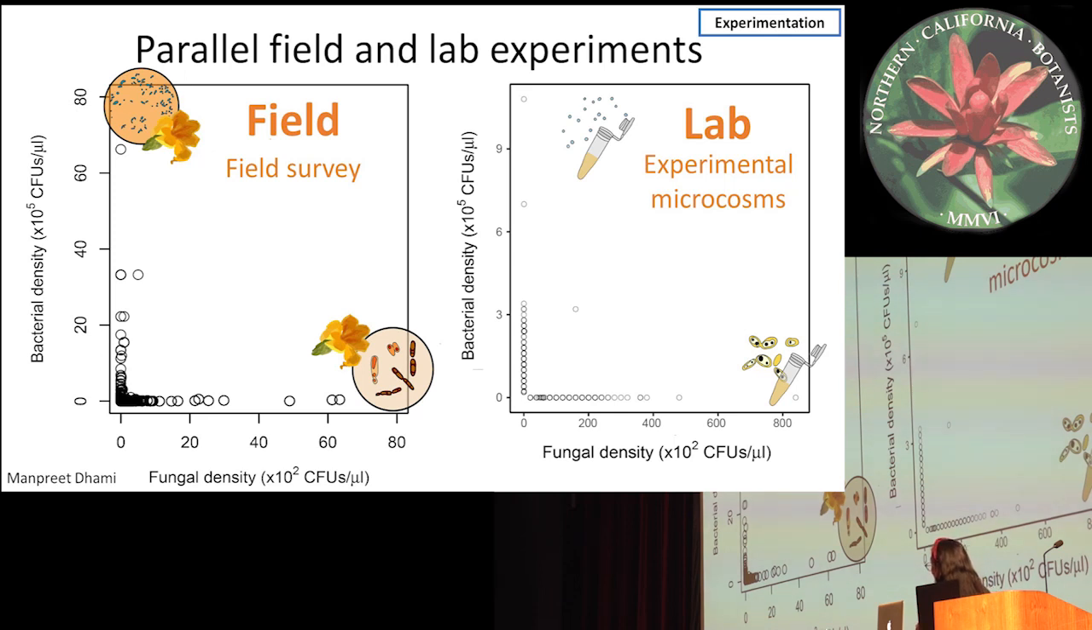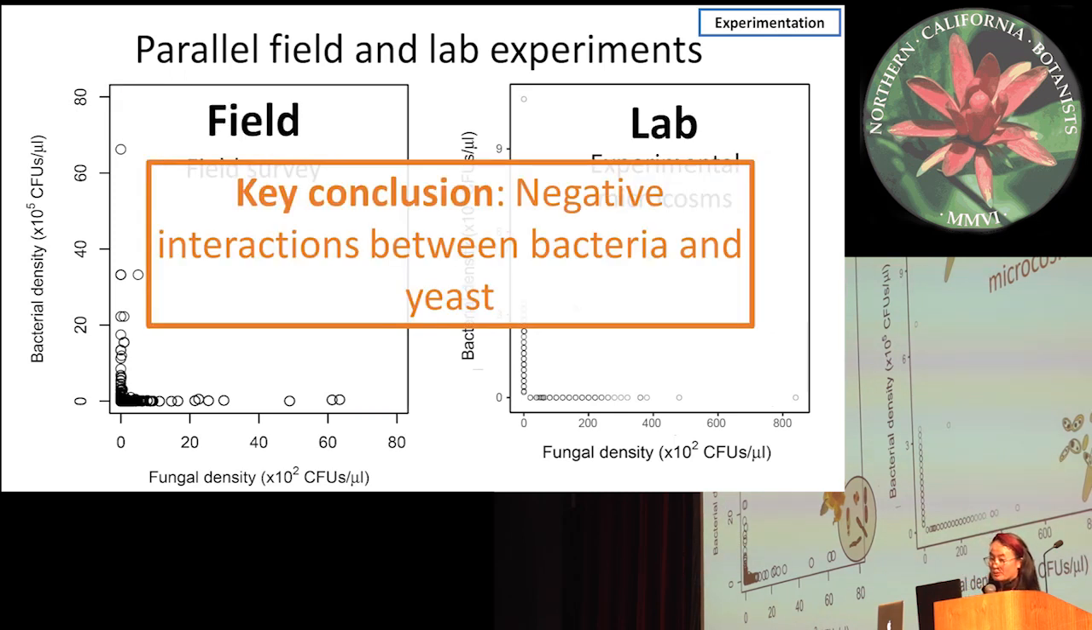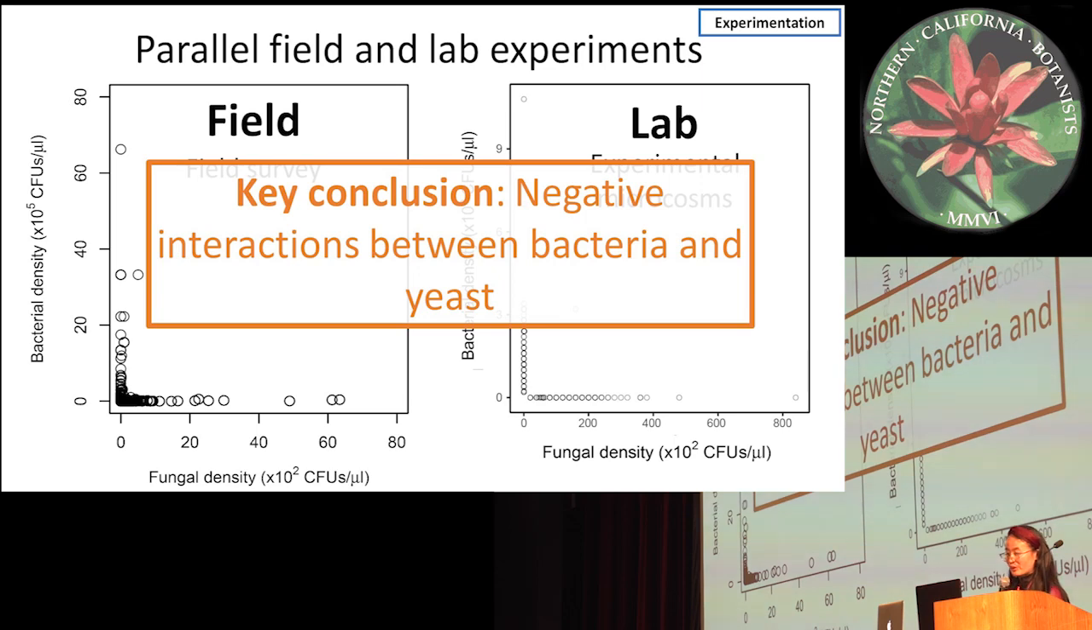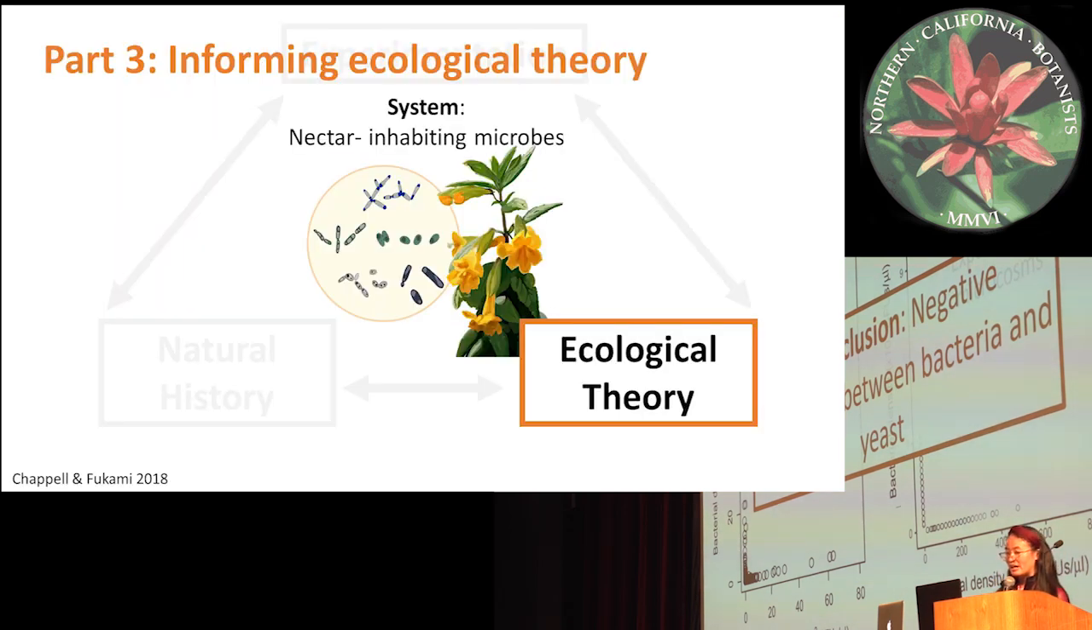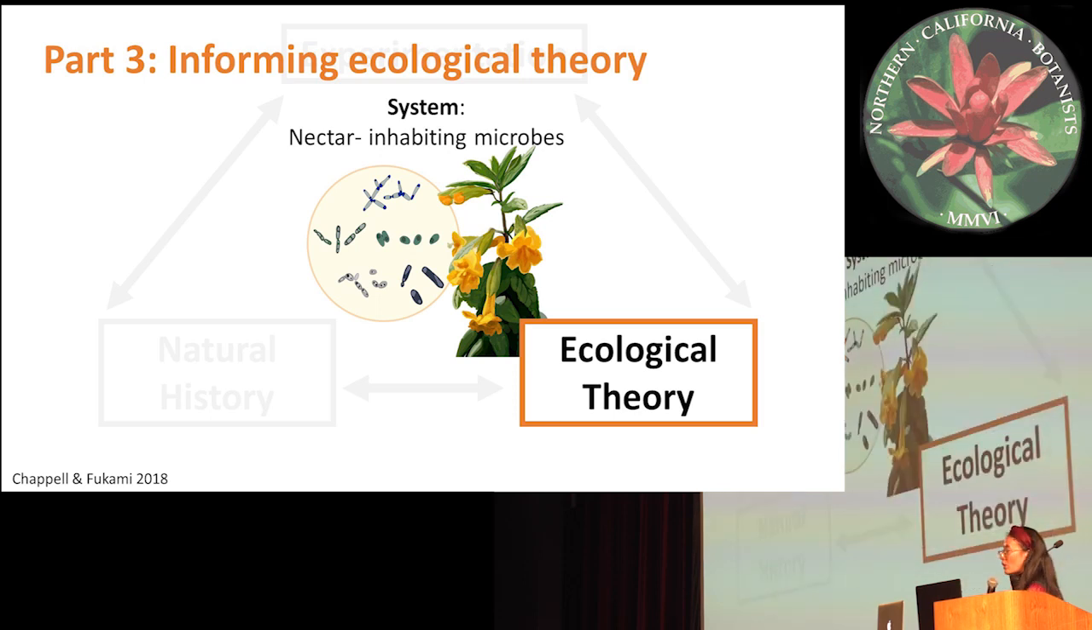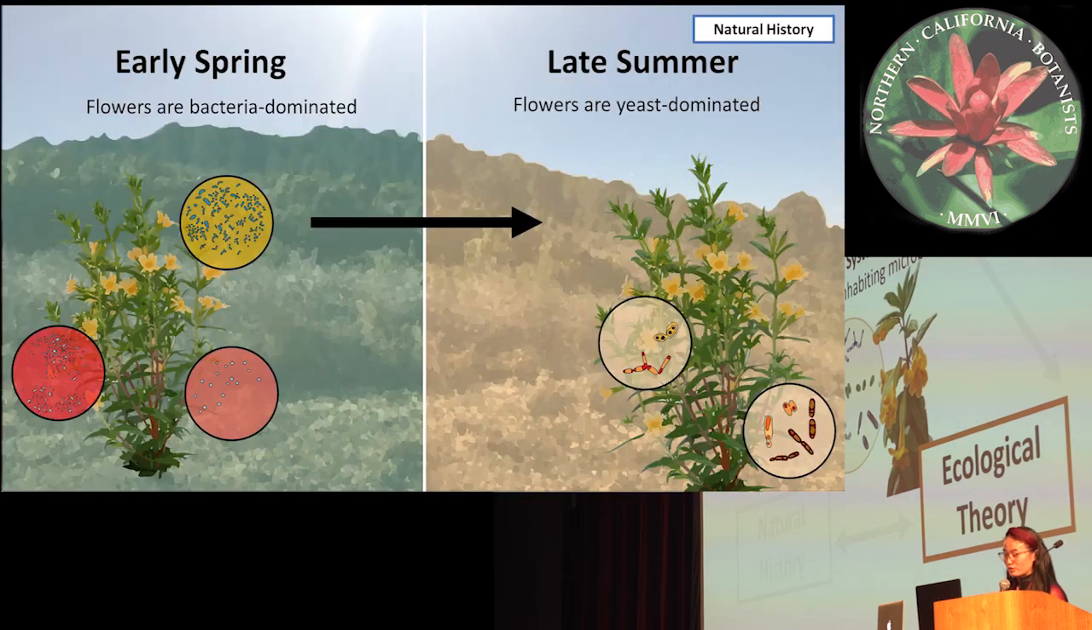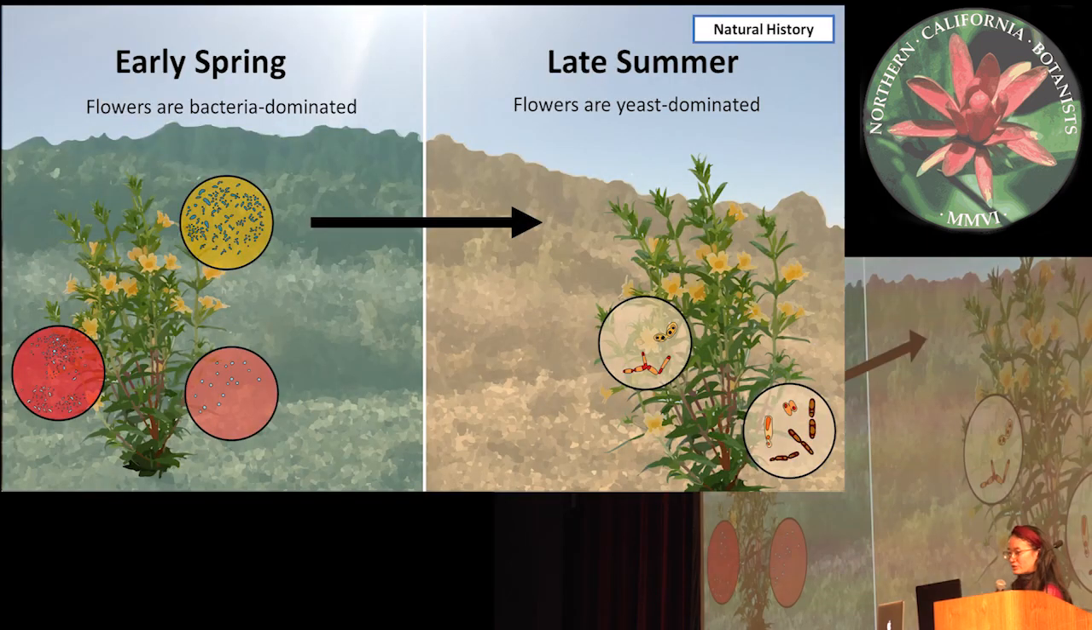So this was the data I showed you before from the field, and this is a similar experiment we did in the lab, and we see very similar patterns of this competition between bacteria and yeast. Right, so remember that there's this negative interaction between bacteria and yeast. And so I want to tell you a little story about how this can inform how we think about ecological theory, specifically rapid evolution. And it starts with an observation we've been making for several years in the fields.